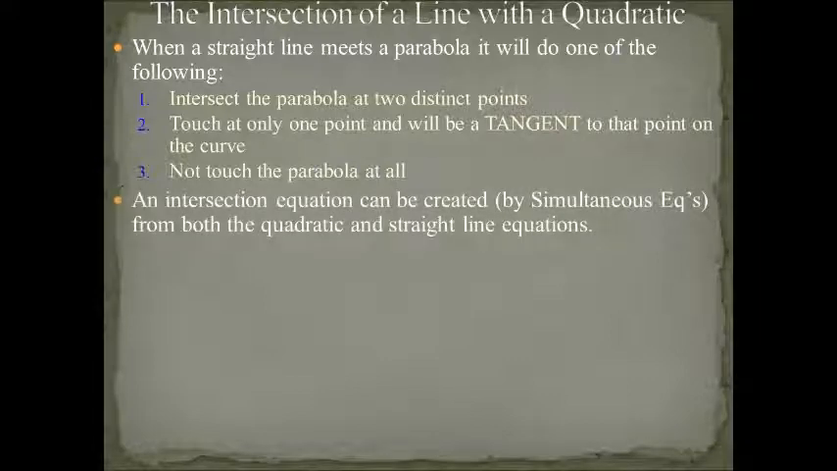So an intersection equation can be created by simultaneous equations. Again, I refer to the statements I made: simultaneous equations we learned at National 5 is actually a skill we're going to use a lot within Higher. Everything you do in maths becomes a skill for doing something else. It tends to be the building block nature of maths. So we're going to use simultaneous equations.